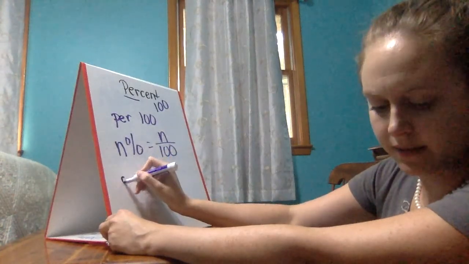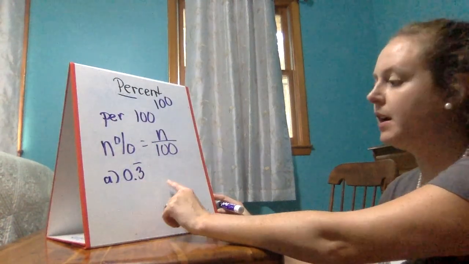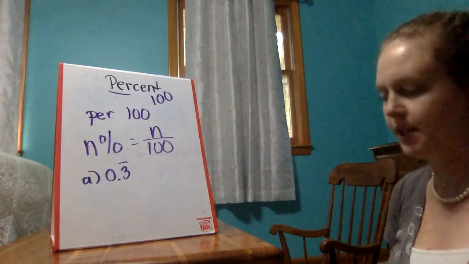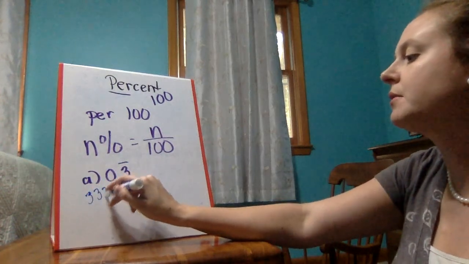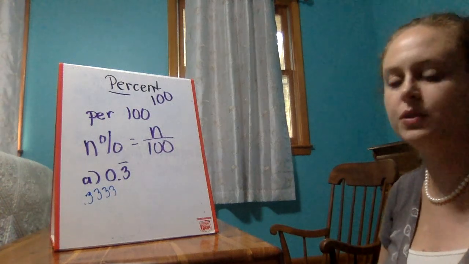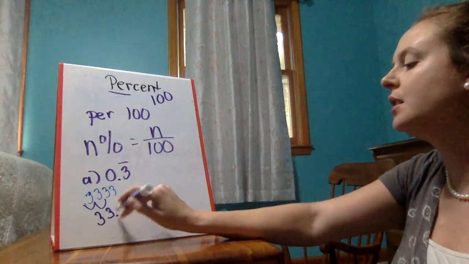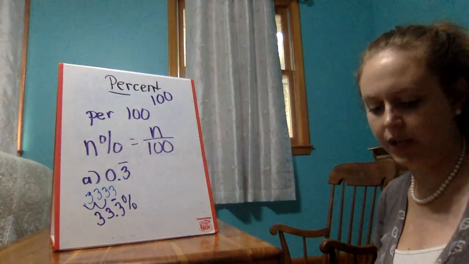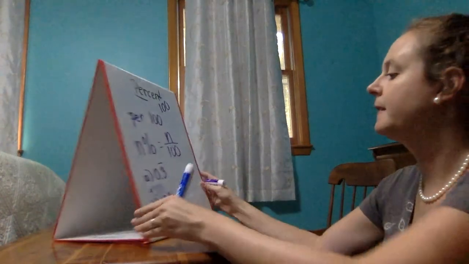We've got the 0.3 with the repeat in there. Writing this as a percent, we're going to move 2 decimal places. So this is 3 repeated a whole bunch of times. So 3, 3, 3, 3, my decimal, and I'm going to move it 2 times. So 1, 2, so that gives me 33.3% repeating.